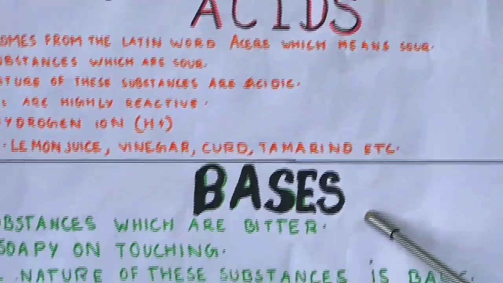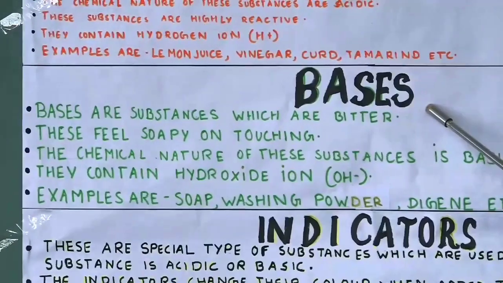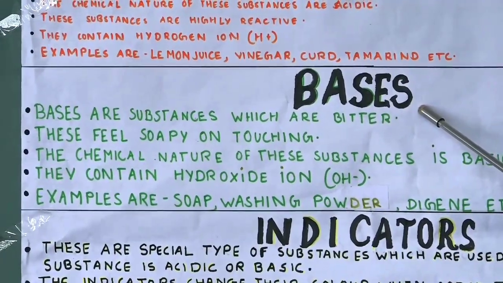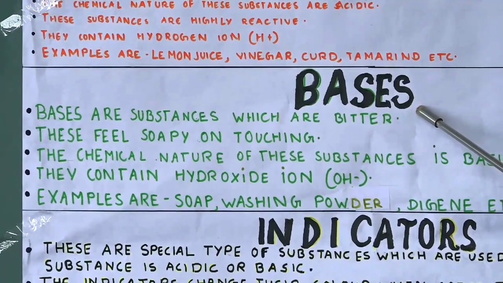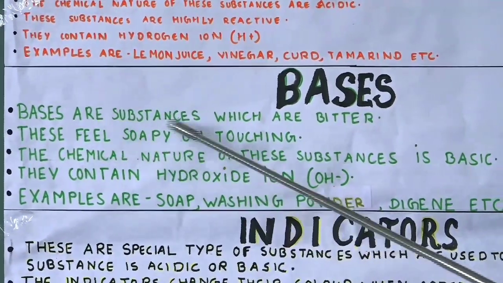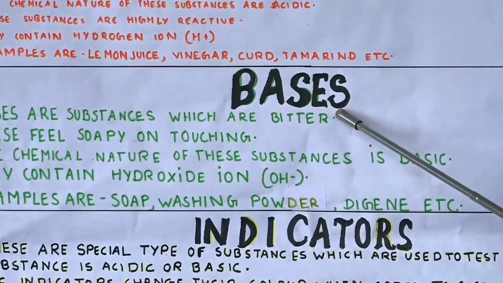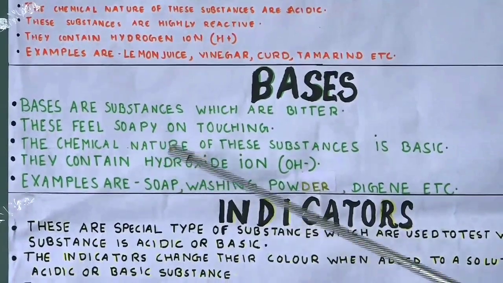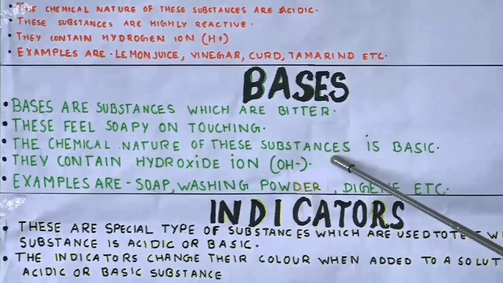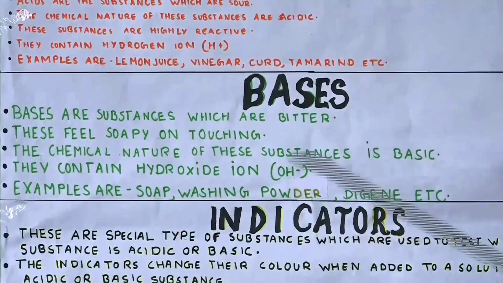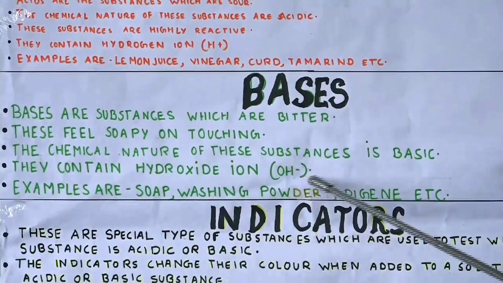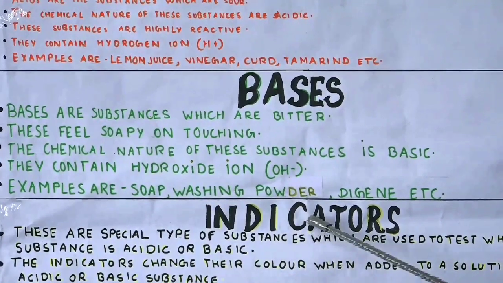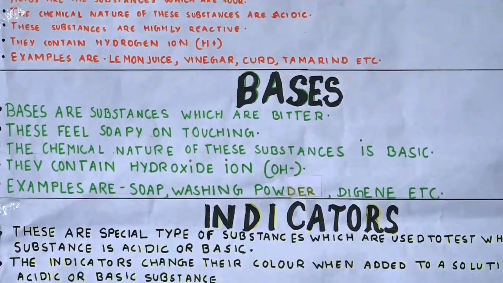Now come to bases. We all have seen bases in our daily life at home, for example washing powder, soap, detergent, etc. So bases are the substances which are bitter in taste and soapy to touch. Number two, the chemical nature of these substances is basic and they contain hydroxide ions. Examples: soap, washing powder, Digene, etc.